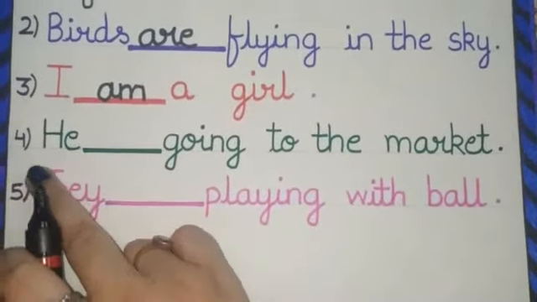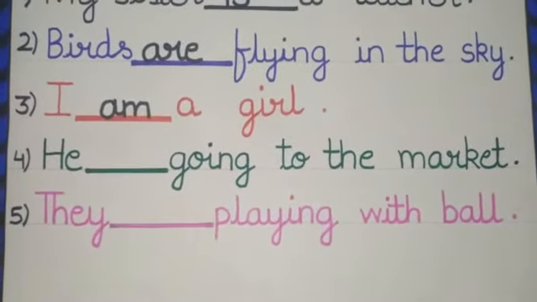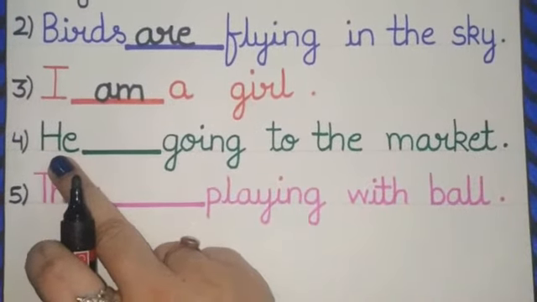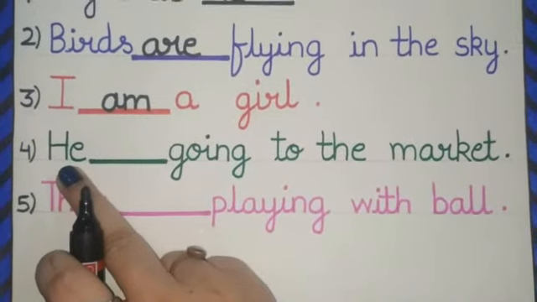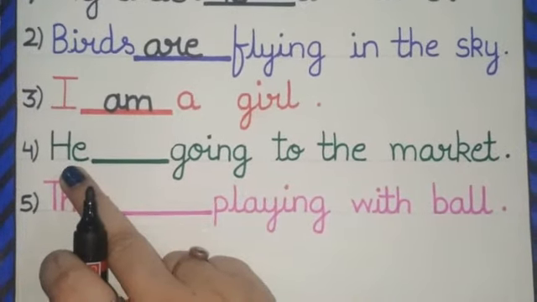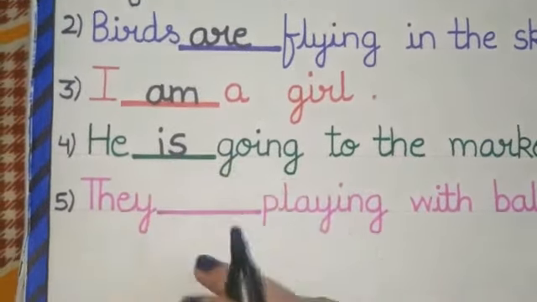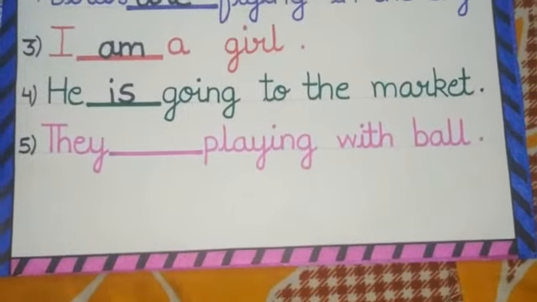Fourth one, he dash going to the market. Now the sentence is starting with he. He means we are talking about one person, and whenever we talk about one person or one thing, we use is with it.